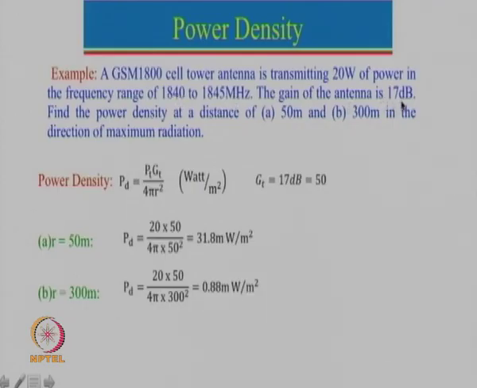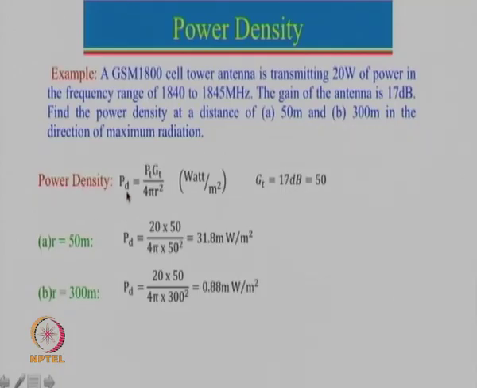Now, the gain of the antenna is 17 dB, which is again very commonly used in India, and we want to find out what is the power density at a distance of 50 meter and at a distance of 300 meter in the direction of maximum radiation. So, let us see now how we can calculate power density.